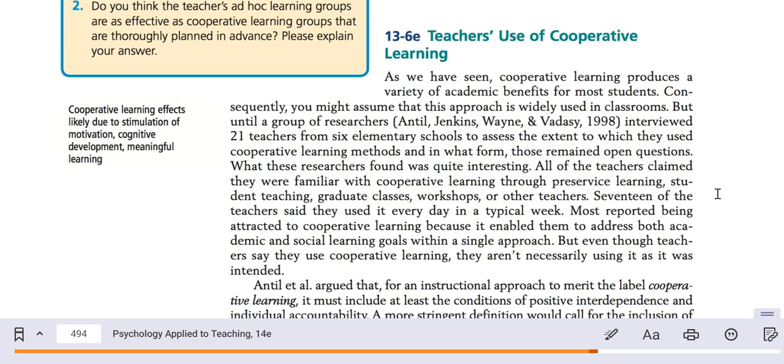All of the teachers claimed they were familiar with cooperative learning through pre-service learning, student teaching, graduate classes, workshops, or other teachers. 17 of the teachers said they used it every day in a typical week. Most reported being attracted to cooperative learning because it enabled them to address both academic and social learning goals within a single approach. But even though teachers say they use cooperative learning, they aren't necessarily using it as it was intended.